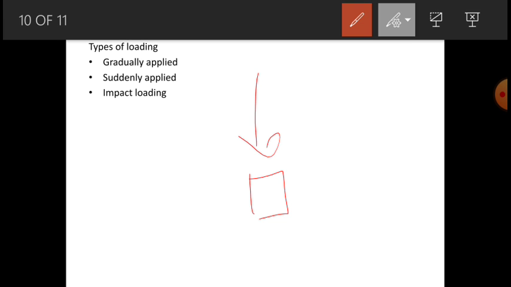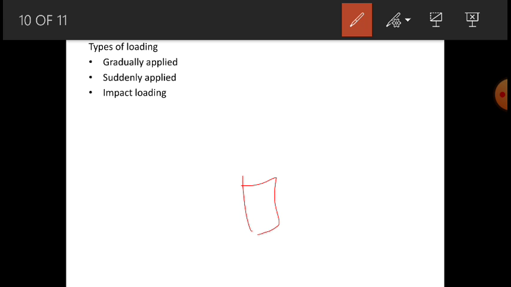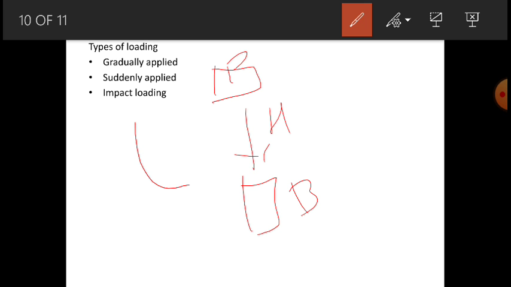Okay, then what is the third? What is impact load? On a body, we apply the load P from some height h. That type of loading is called impact loading.